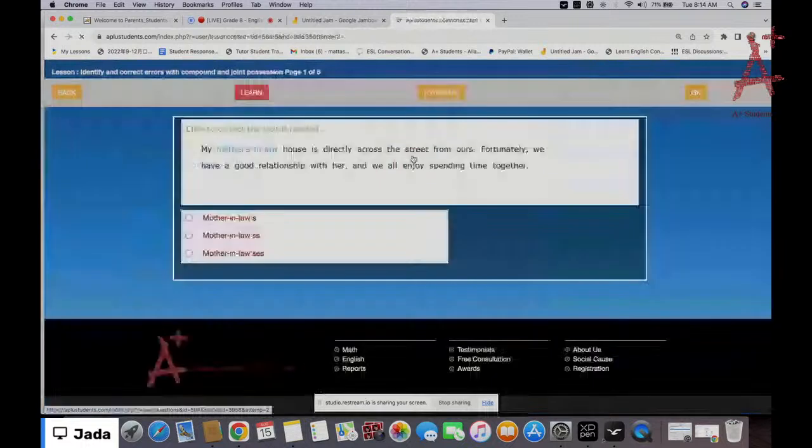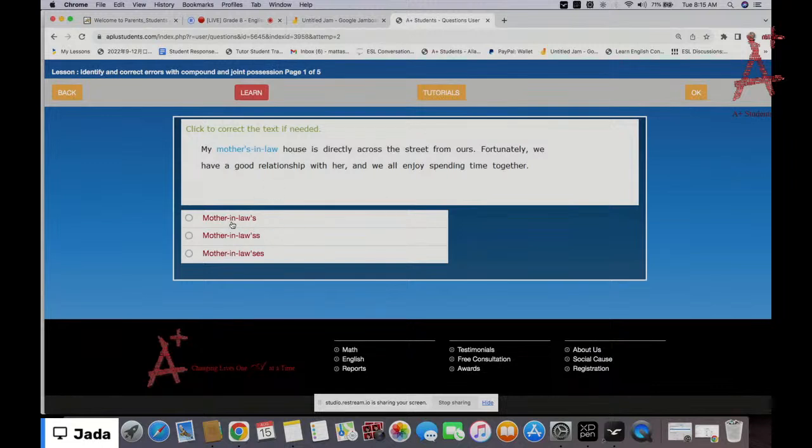So we have only 5 questions here. My mother's in-law house is directly across the street from ours. Fortunately, we have a good relationship, and we all enjoy spending time together. So now this one shows mother's in law. No, like I said, it's gonna be mother in law. The common noun last, so it's gonna be mother in laws. So this is gonna be the right answer here.